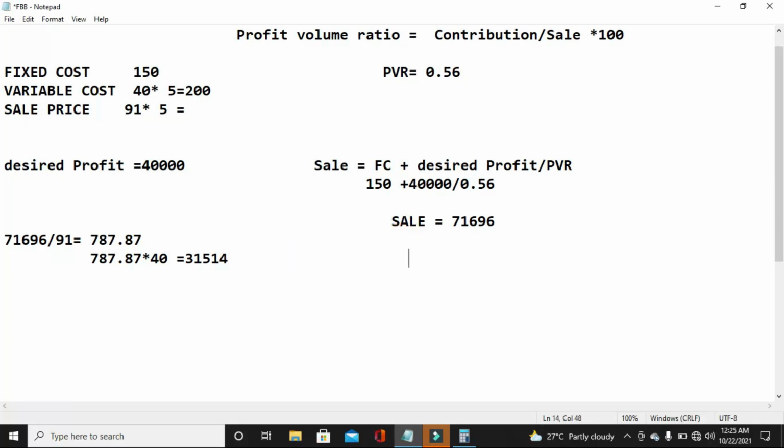So this is the amount of sales, and here is our variable cost, 31,514, and our fixed cost is 150. It is written here. So let's find the profit. We know that when we deduct all cost from our total sales, the remaining amount is called profit.